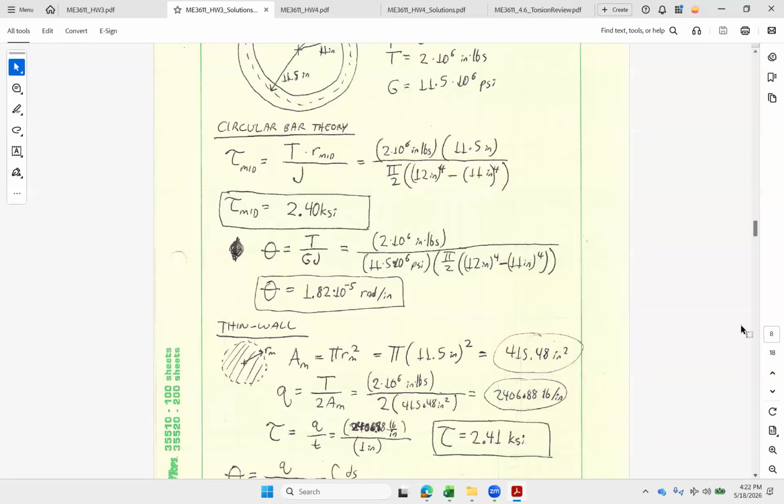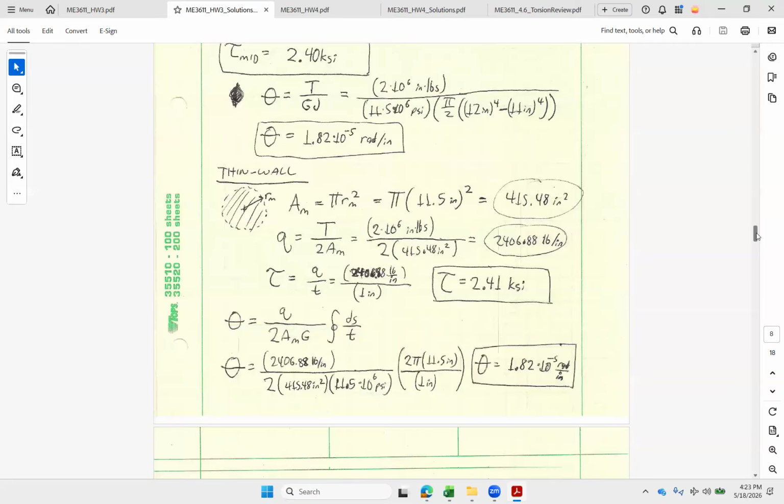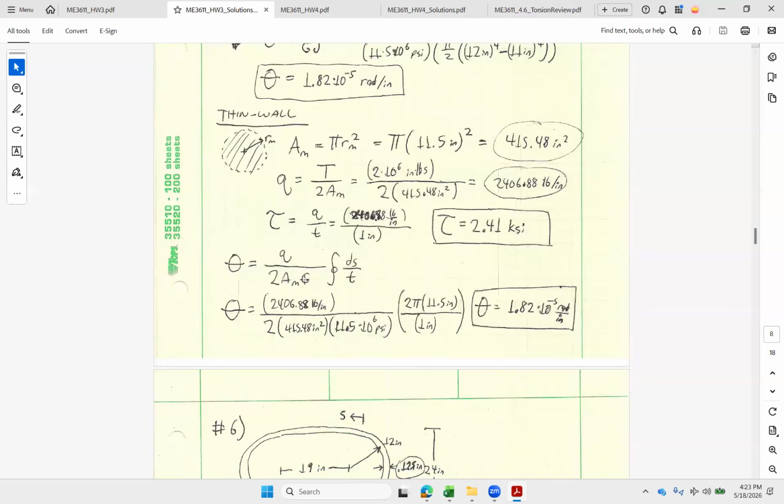And then for theta, we've got to do Q over 2 times that midline area times G. And then we integrate ds over t, which we said we could just make into a summation. So I've got basically one side on a circle. I go around 2 pi r divided by the thickness. Integral ds over t can just be a summation of length divided by thickness for however many sides we have, or one circumference for the circle. And that one comes out exact to 3 figures with the thin wall compared to the circular.